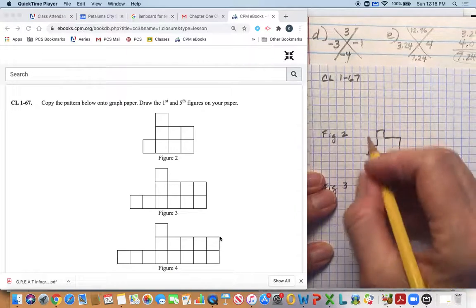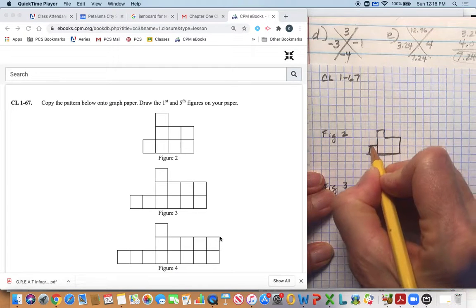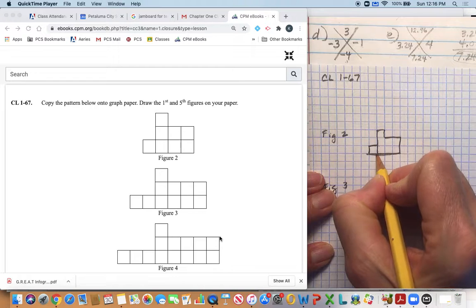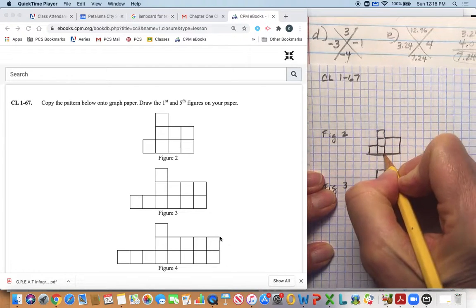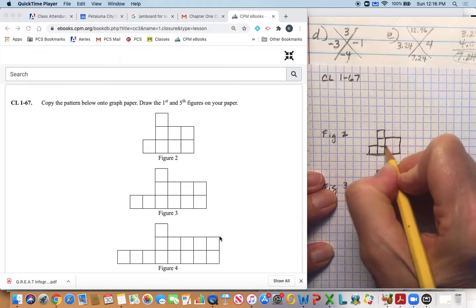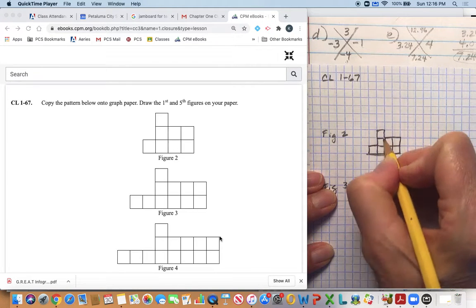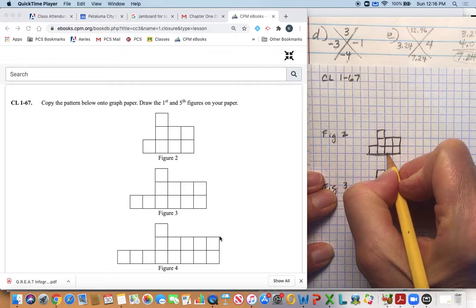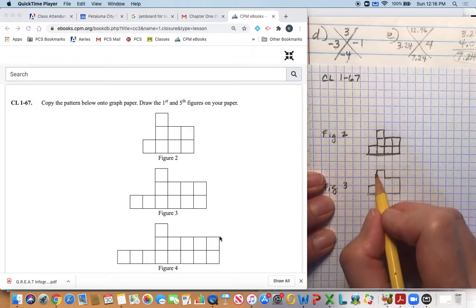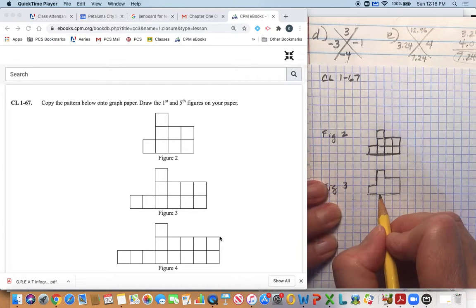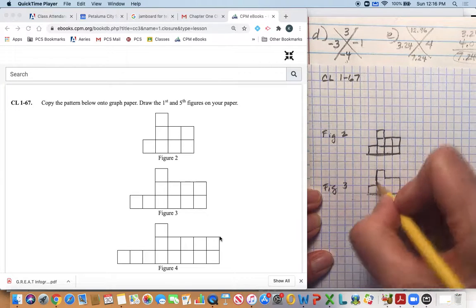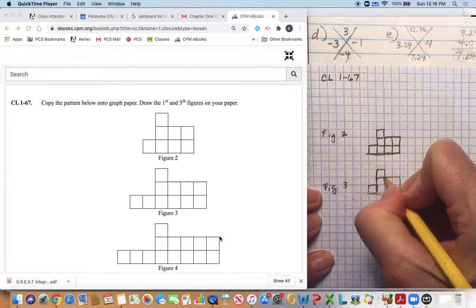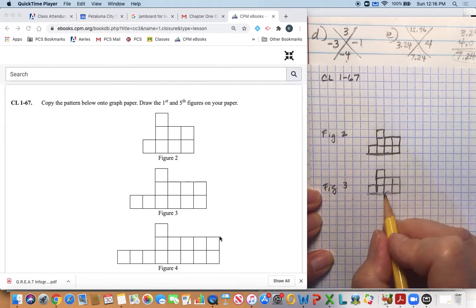So the first one, I've seen that we've got this one little square sitting out to the side, and then I've got 3 squares stacked up, and then we've got a set of 4 squares tagged on to the back here. All right, and then I just copied that outline for figure number 3, and I'm just going to draw the divisions there so it looks the same.